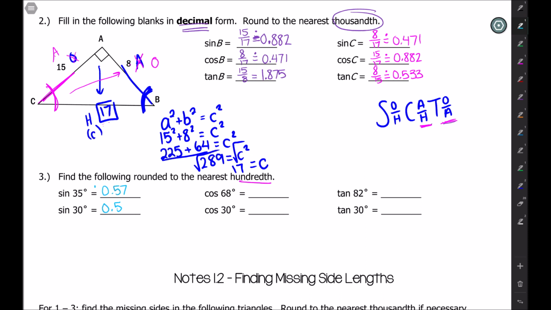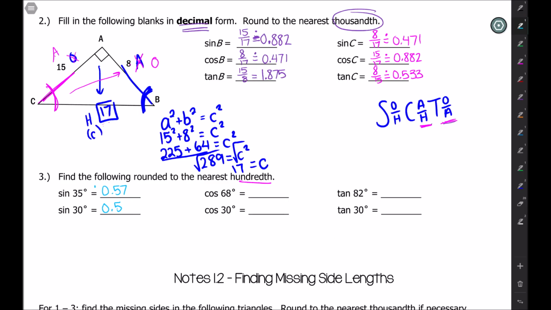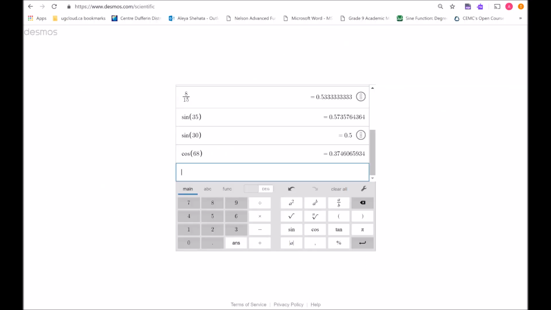Next thing I'm going to do is cosine of 68. So type in cosine 68, press enter, I get this value right here. I'm going to look at the 7. What comes after the 7 is a 4. So the 7 stays the same because it's not 5 and above. So I get approximately 0.37.